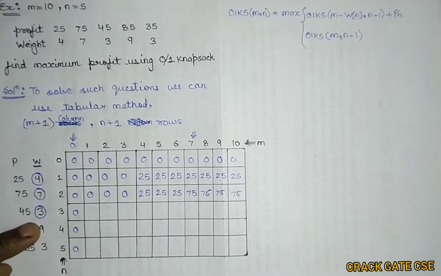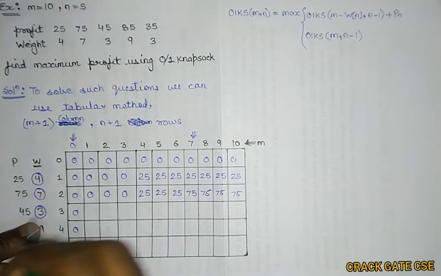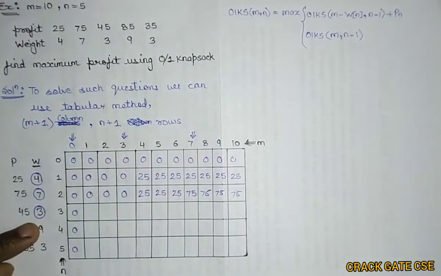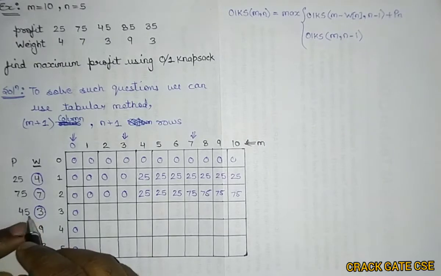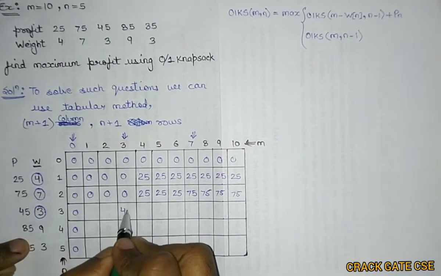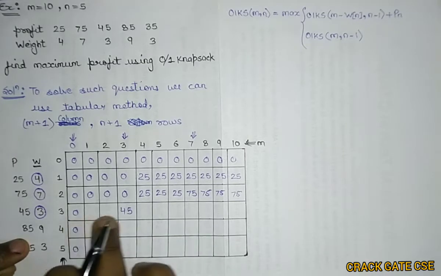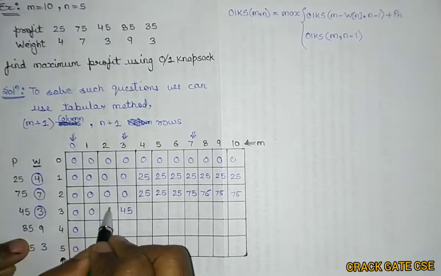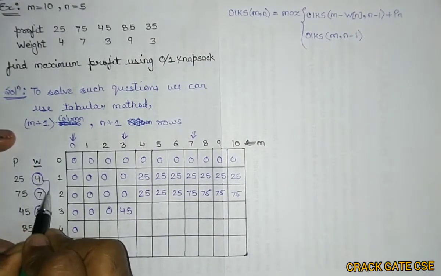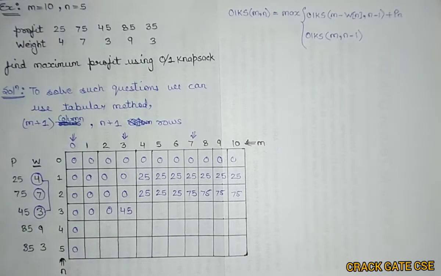Now come to this particular third object. In the third object the weight is 3. So if weight is 3, compare the weight with bag capacity. Here it is also 3. Here you can see that I am getting the profit as 45. So I am writing the profit as 45, and if you fill the values for these two, it will be 0, right?